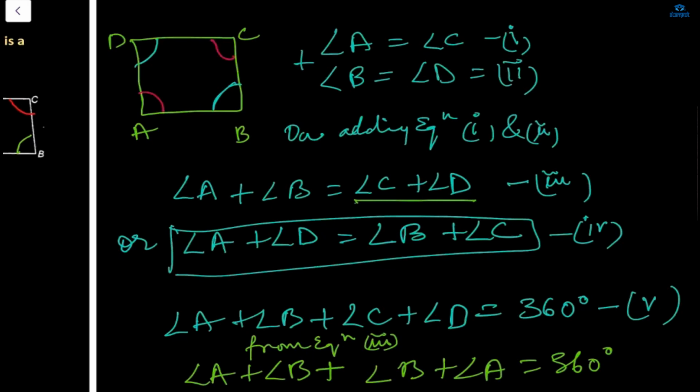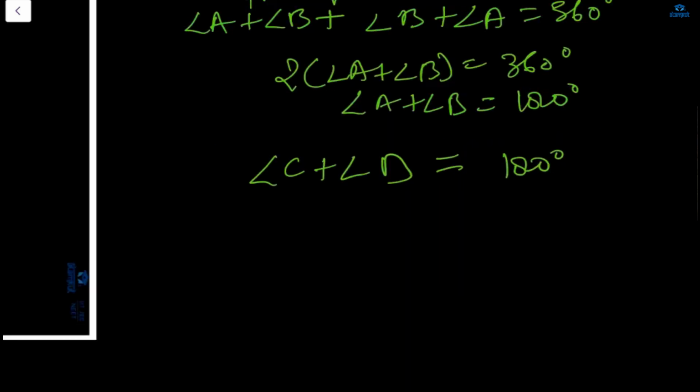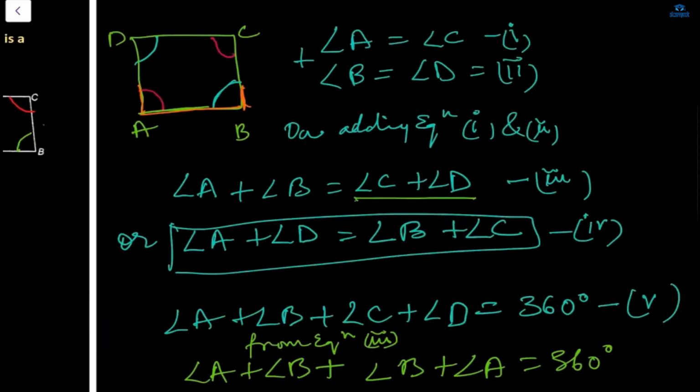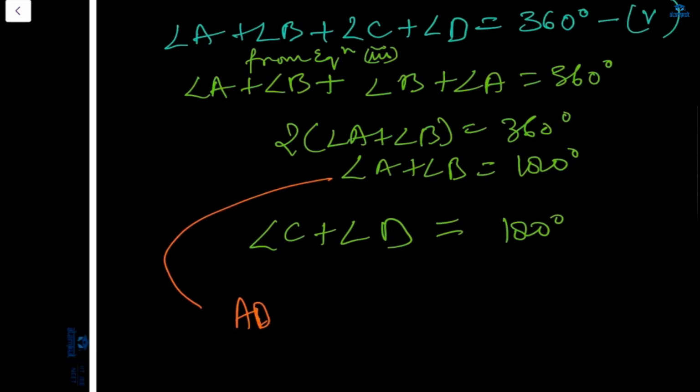So you know that if AD is parallel to BC and AB is a transversal, then angle A plus angle B is equal to 180 degree. Yes, because of co-interior angles. So from this we can prove that AD is parallel to BC.